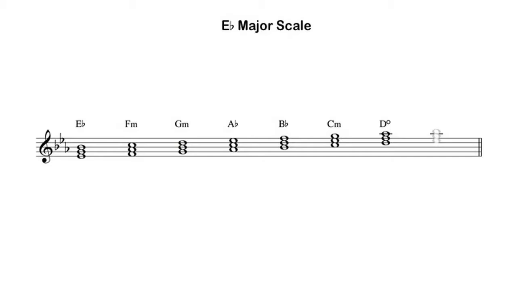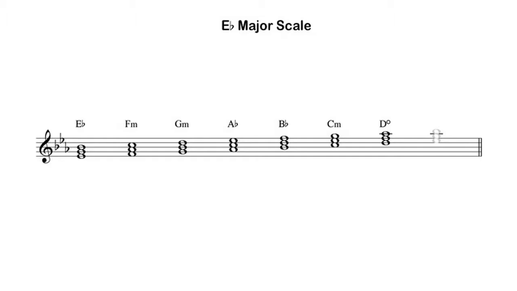Here in the key of E flat major, we have an E flat major triad on the tonic, F minor on the supertonic, G minor on the mediant, A flat major on the subdominant, B flat major on the dominant, C minor on the submediant, and D diminished on the leading tone triad. I've grayed out the repeat of the tonic triad up an octave because that's basically just a duplication of what happens on the tonic.